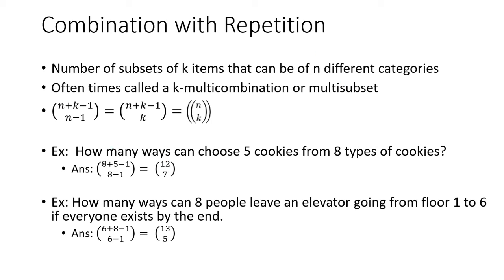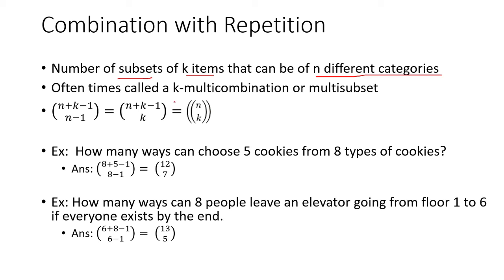Next is going to be combination with repetition, and this is going to be the number of subsets of k items that can be of n different categories. So this is probably the hardest of the different types of combinatorial problems that we've seen so far.